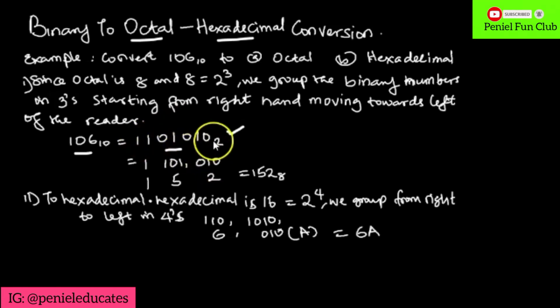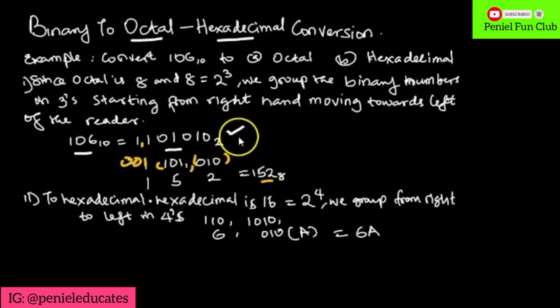Once you group them in threes from here, 001 is group 1, okay. Then we have 101, that's another group. Then this one can be 010, this is the last one. So this particular one in decimal is 1, this one in decimal is 5, and this one in decimal is 2. So you have 152 base 8. That is how to convert this binary to octal.